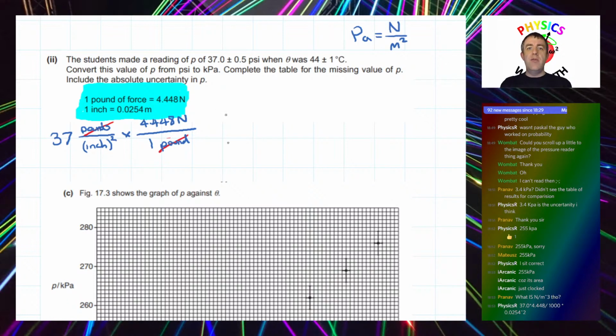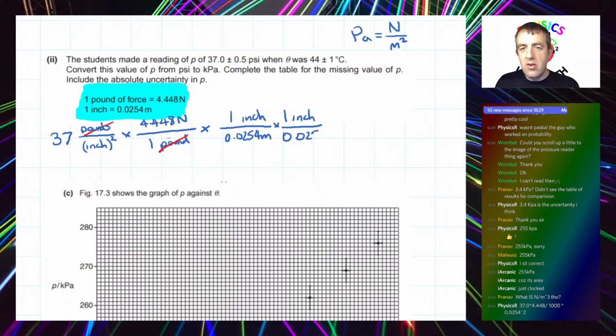Now, if you're a regular viewer of Physics with Keith, you've seen me do this sort of unit conversion many, many times. Now, I need to cancel 2 inches. So I need to have 1 inch, and I'm going to put 0.0254 meters. But I need to cancel a 2nd inch as well. That's another 0.0254 meters. That way, I've got inches times inches, inches times inches. I've cancelled my inches. And the unit I'm left with is the square meters. Meters times meters on the bottom.